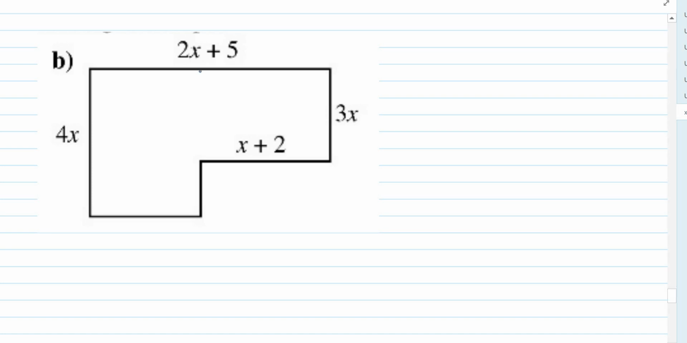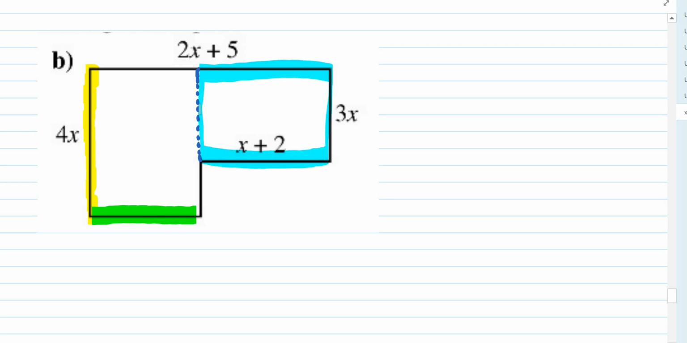Perhaps we can cut the rectangles into two pieces like that. So we know that this side right here is 4x. And then what we can do next is try to figure out what this green side is, and that will give us the area of that particular rectangle.